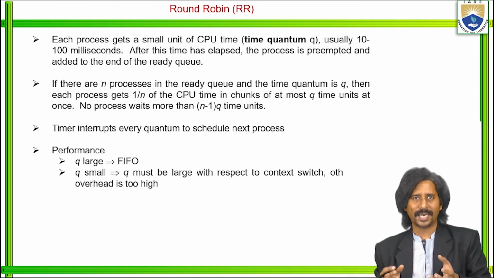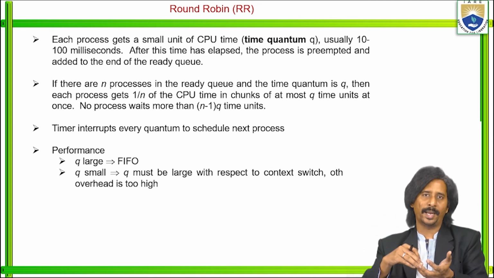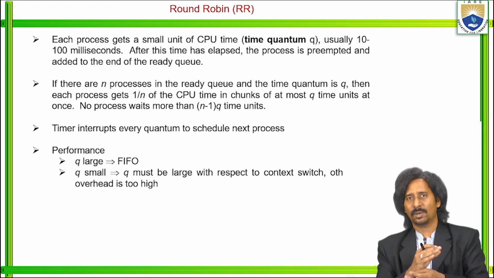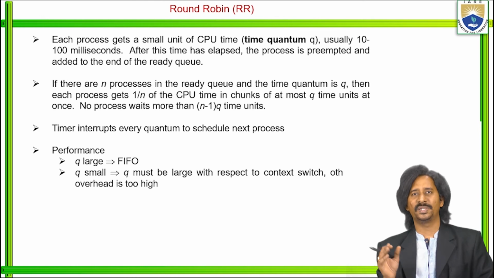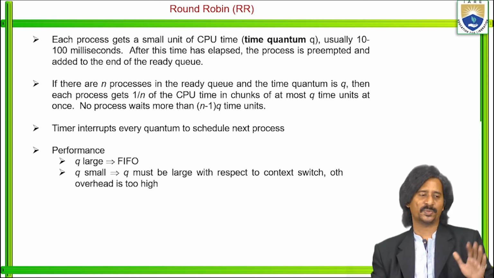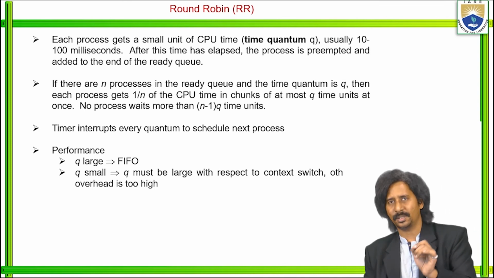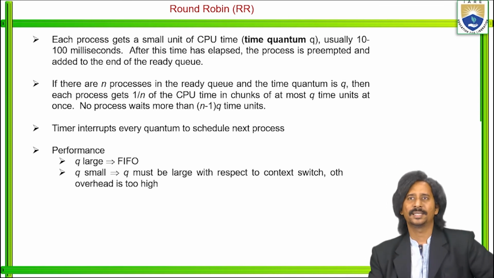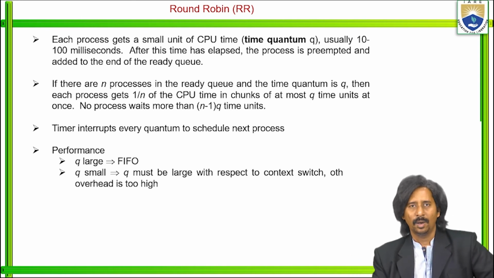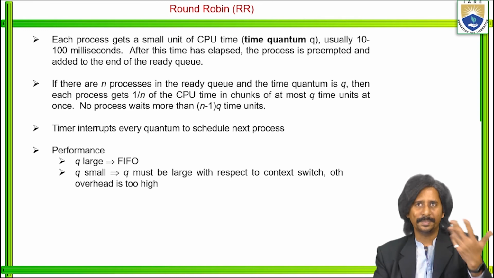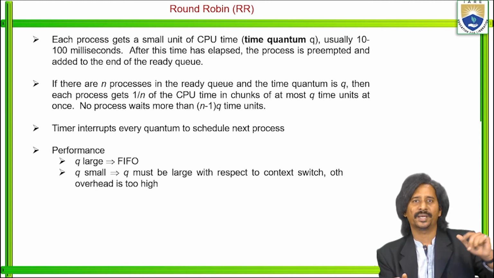That is, how much time the CPU engages that particular process, and how much time the CPU engages the next process. Whatever this CPU time is, we call it the time quantum. Here the time quantum is fixed for all the processes, irrespective of their burst times. Each and every process gets a small unit, which we call a time quantum, usually between 10 to 100 milliseconds. Once that time quantum has elapsed, the process is preempted and added to the end of the ready queue.